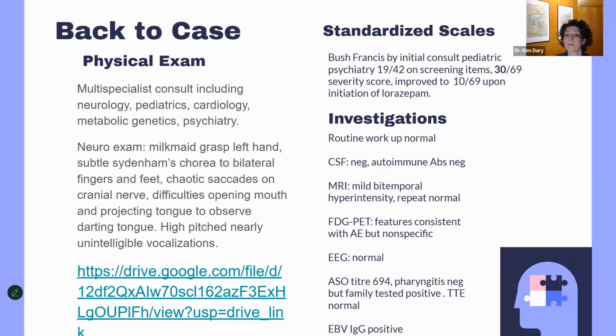He had a full workup completed, including looking at his cerebrospinal fluid. There was an MRI, a PET scan, and an EEG. The MRI showed some abnormality, but the repeat was normal. The PET showed some things consistent with autoimmune encephalitis, but the reports will often also say these are non-specific findings. Nothing came up in his CSF that was really NMDA; that came back negative, and his EEG was normal. What was abnormal was an anti-strep titer, and EBV IgG was positive. So there was a remote history of maybe some infectious prodrome a month or two prior to the deterioration of his symptoms.